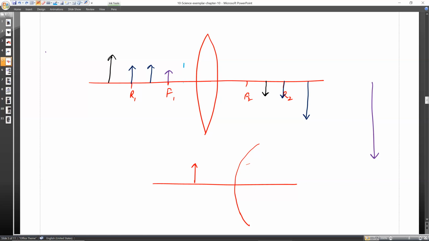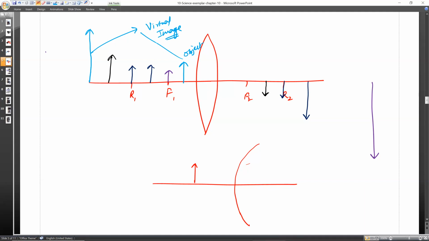Okay, so here the virtual image is formed. This is the object, and this is its virtual image. So a virtual image in the lens is formed on the same side.